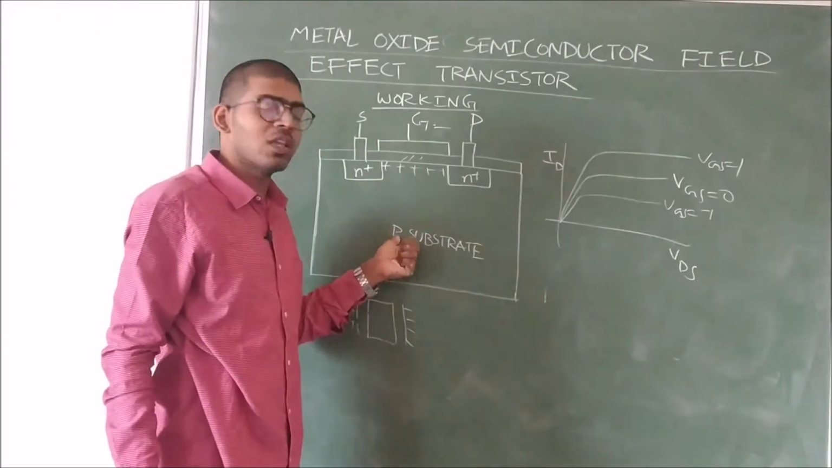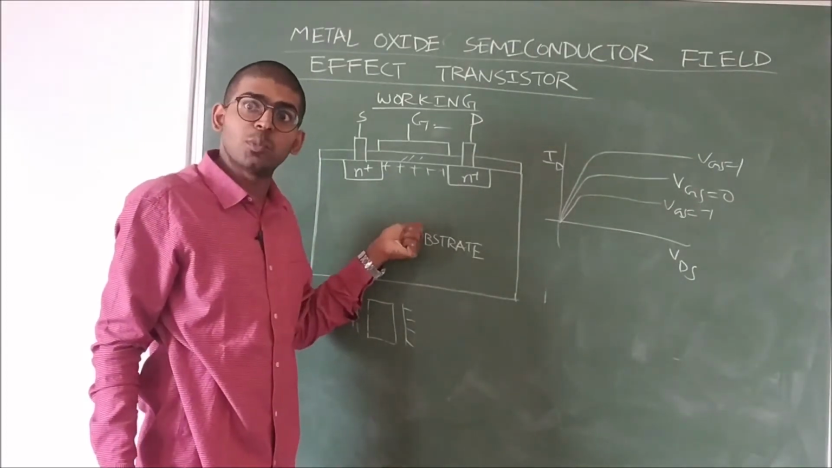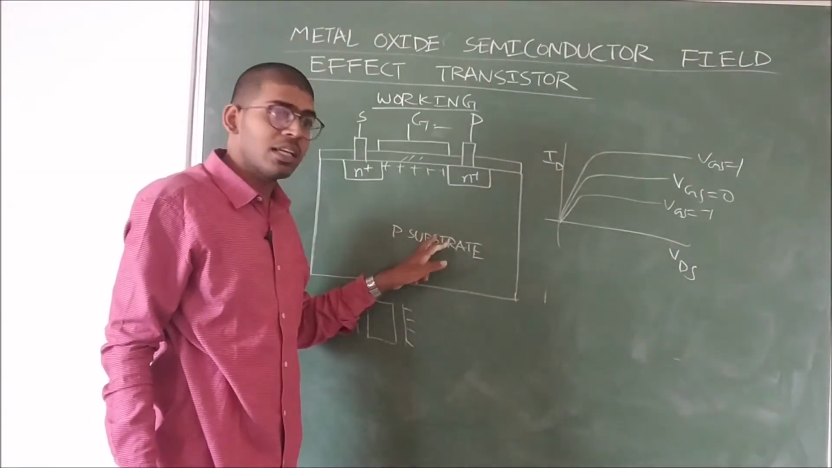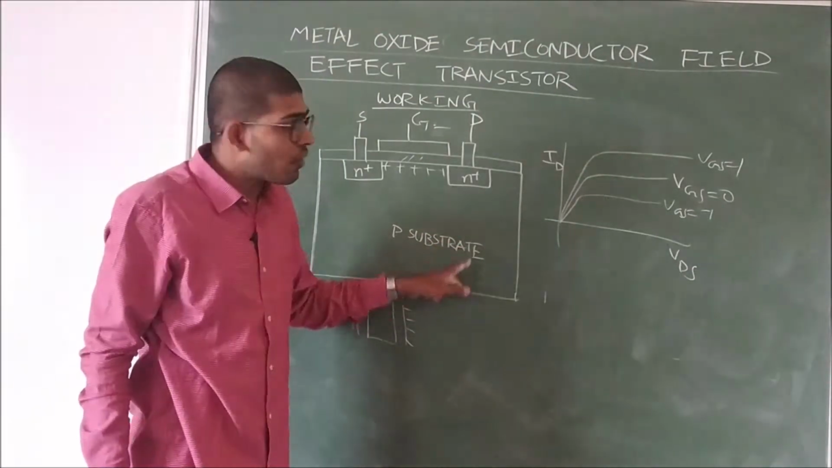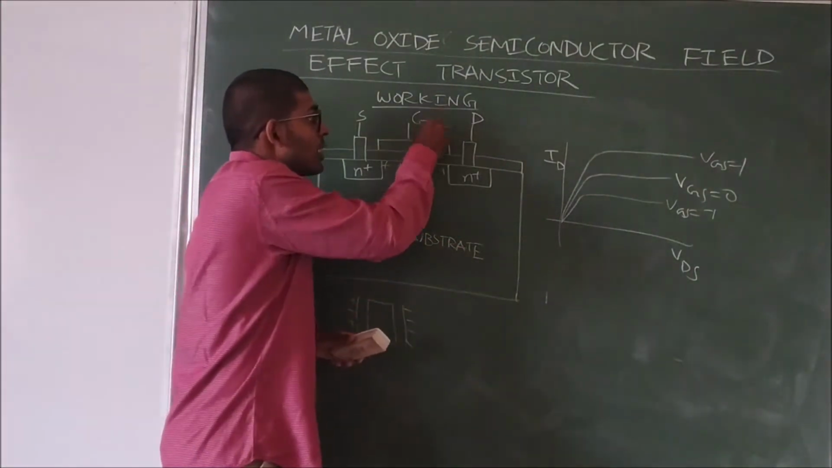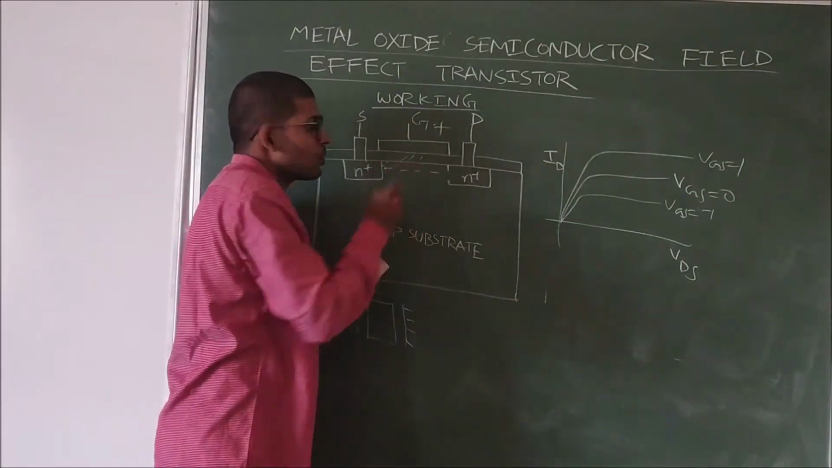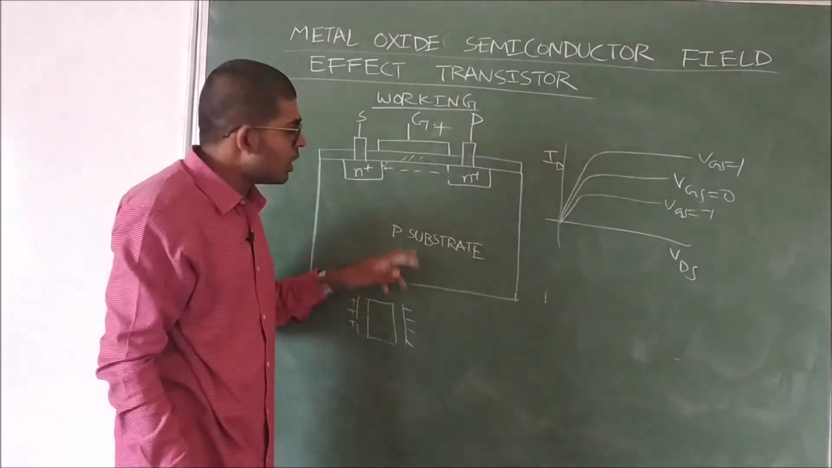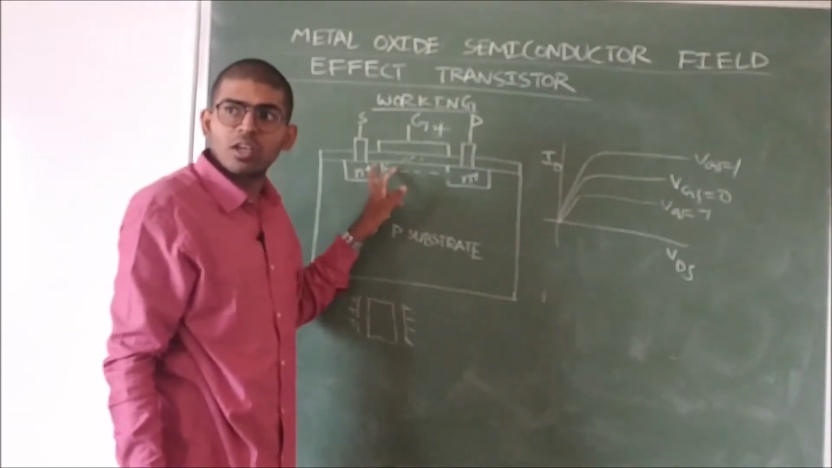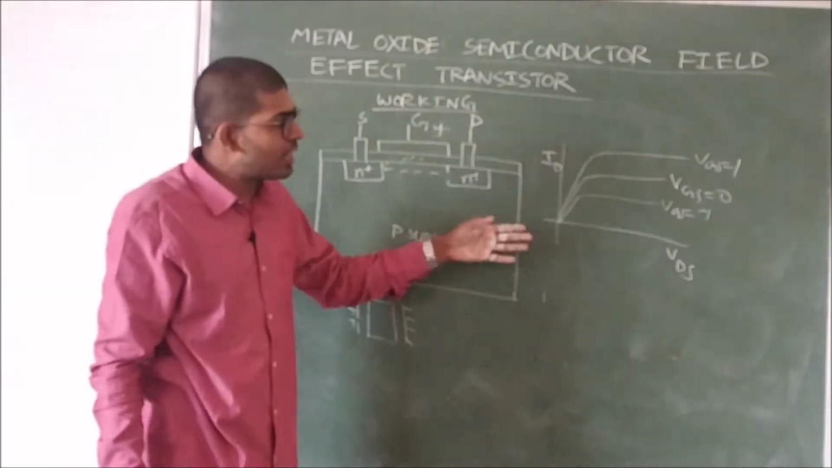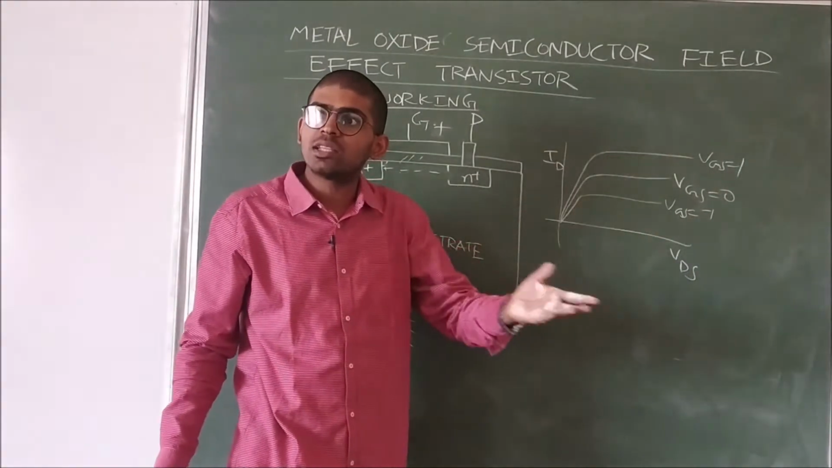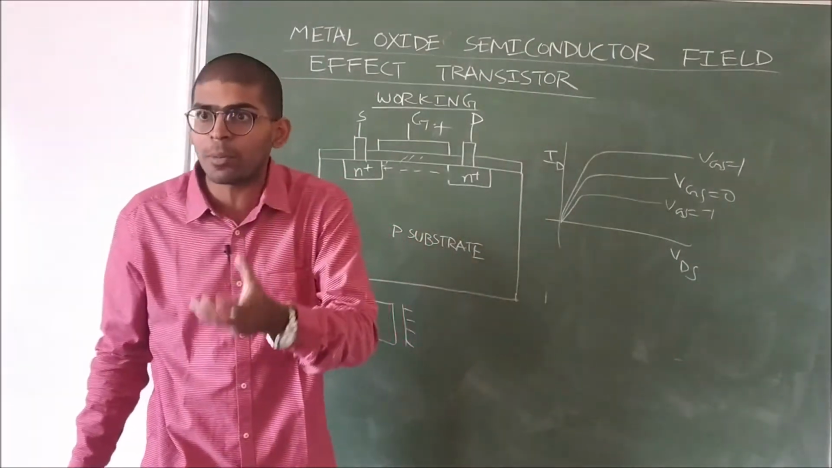We are discussing the N-channel MOSFET. So the substrate is a P substrate. We connect this P substrate to the ground. If we give the positive supply to the gate terminal, then the negative voltage is induced. Because of that, more electrons travel from source to drain. So the drain current is incrementing. We call this operation enhancement mode operation.